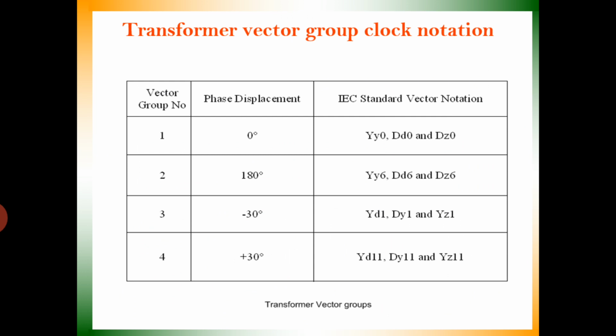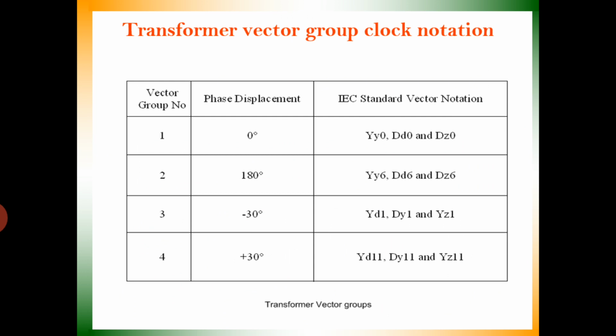Similarly, DY1 means high voltage winding delta connected, low voltage winding star connected, and the numerical value 1 shows that the LV winding lags the HV at an angle of 30. Similarly, YZ1: high voltage winding star connected, low voltage winding interconnected neutral, and the numerical value 1 shows that our low voltage winding lags the high voltage at an angle of 30.